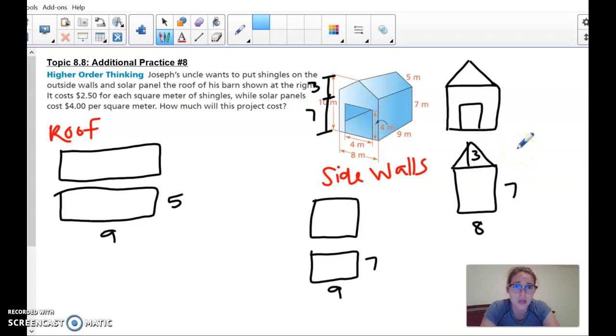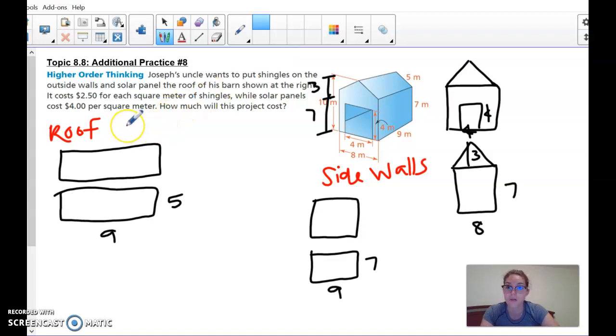The last thing I need to look at is the length and width of this little square. So the length looks like it's 4 and the height is 4 as well. All right. So I have all my dimensions. I'm probably going to need more space over here. I didn't plan that very well, but I have all my dimensions. I've laid out all of the pieces that I need to find the area of. I'm going to start again on the left with the roof.